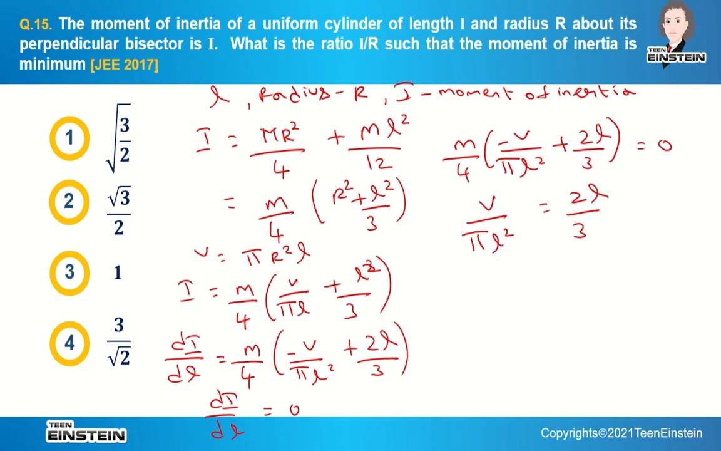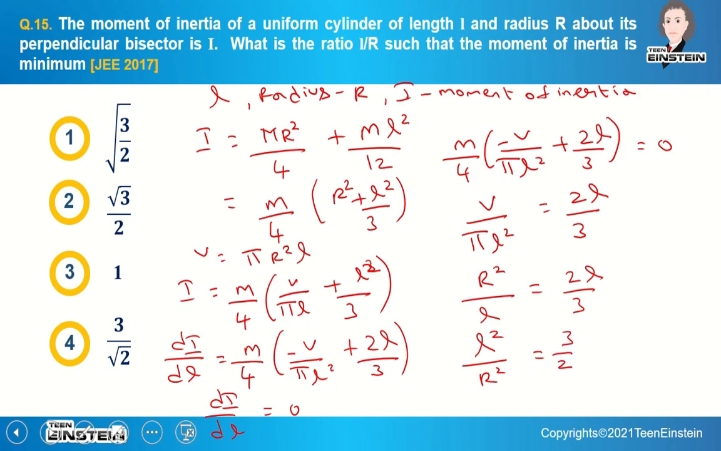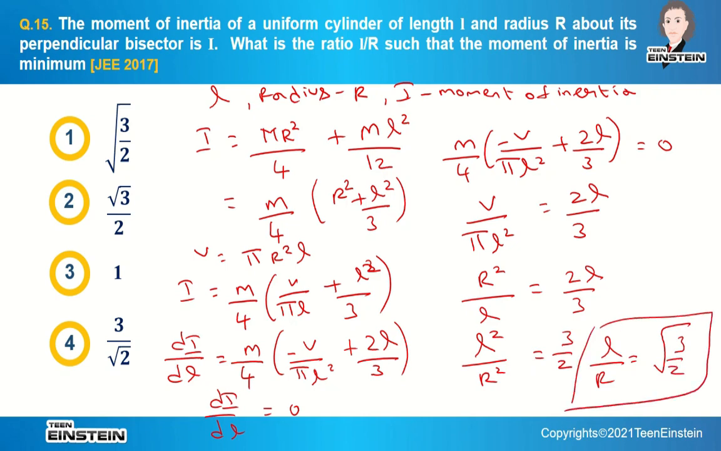or you can take it as V by πL is what? V by πL is r², so it will become r²/L = 2L/3, or L by R is equal to root 3 by 2. So the ratio of length and radius is equivalent to root 3 by 2. So the correct option is option 1.